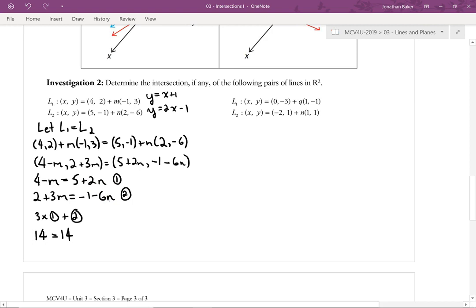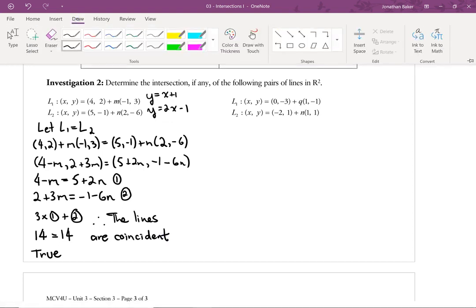So look at that. We ended up with just 14 equals 14, which, again, is true all the time, right? And if this is the case, we know that we actually must have had the same line, right? L1 is equal to L2. And so we can say, therefore, okay, the lines are coincident. Okay, let's just draw a line here.